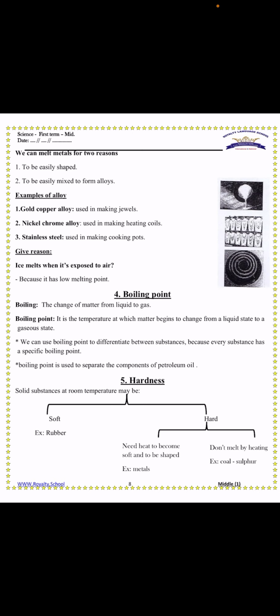So materials are classified according to hardness from soft to hard. Soft at room temperature, like rubber. Hard can be softened by heating, such as metals, or cannot be softened, such as coal and sulfur. Okay, thank you.